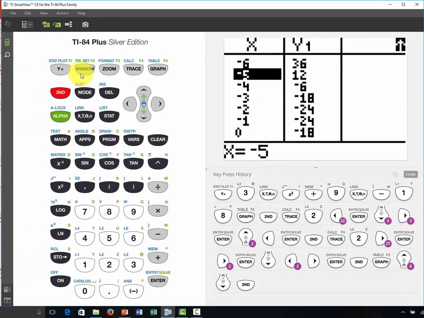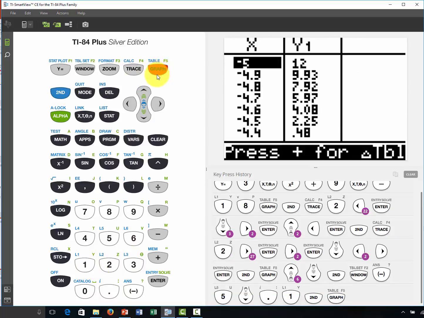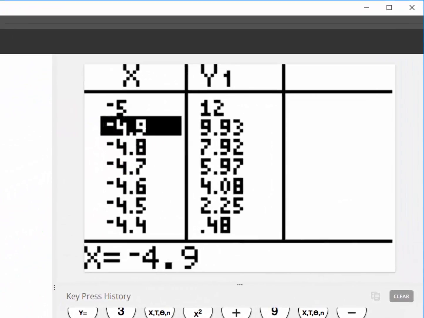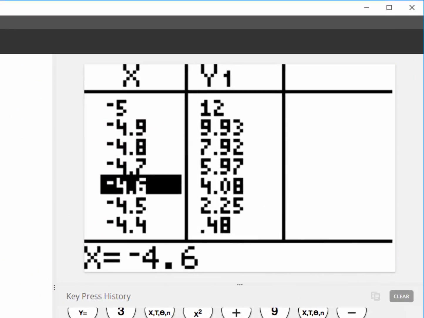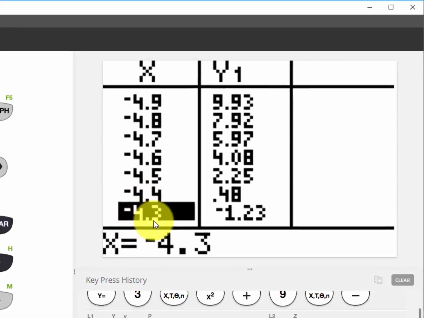and we can go to table set, tell it to start at -5. This time, instead of counting by 1, let's count by 0.1. Go back to table, and again we are looking for a sign change. And here we have a positive 0.48, here we have a negative 1.23. So now I know my x-intercept is in between -4.4 and -4.3.